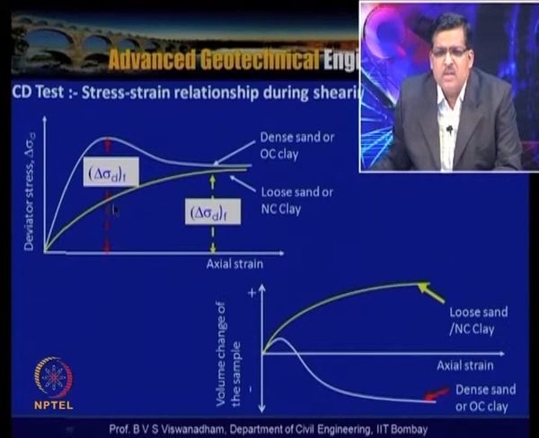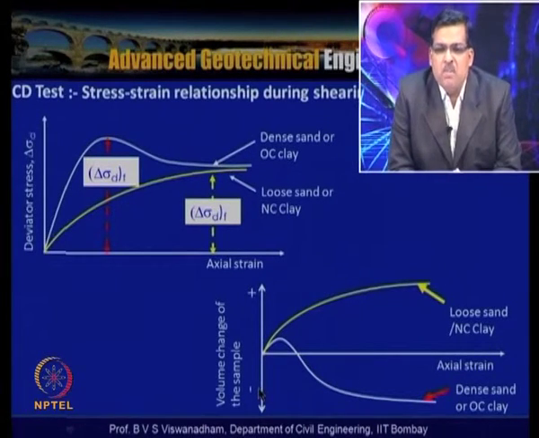Here in this case, this is for the CD test, that is the consolidated drained test, where the sample, if you can see, for loose sand or normally consolidated clay, there is a compression that takes place. But in the case of dense sand and over consolidated clay, initially there will be some compression, thereafter there is an increase in volume, that is, volume actually increases. This is because we have discussed earlier the dilatancy behavior of the soil.